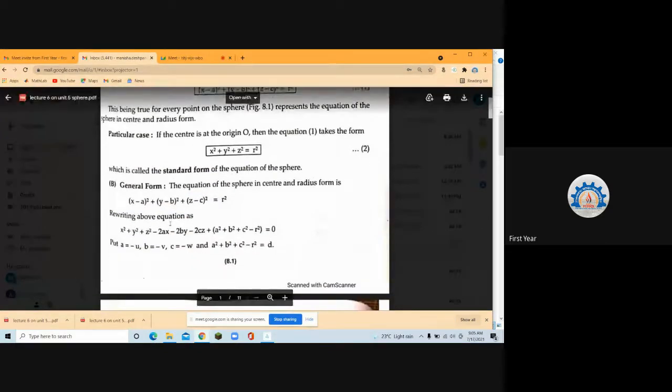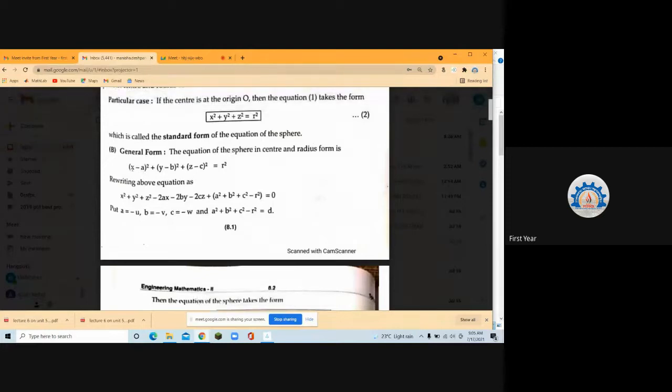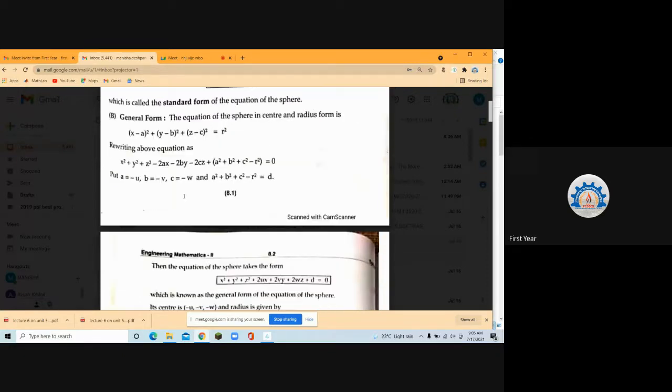So for that, just see how it has been done. General form of the equation of sphere. This equation, x minus a the whole square plus y minus b the whole square plus z minus c the whole square is equal to r square, is expanded. How can it be written? We'll use the formula of x minus a the whole square. So it will be x square plus y square plus z square. From the first bracket, I'll get minus 2ax. From the second bracket, I'll get minus 2by, minus 2cz. And then the constant term a square plus b square plus c square minus r square is equal to 0.